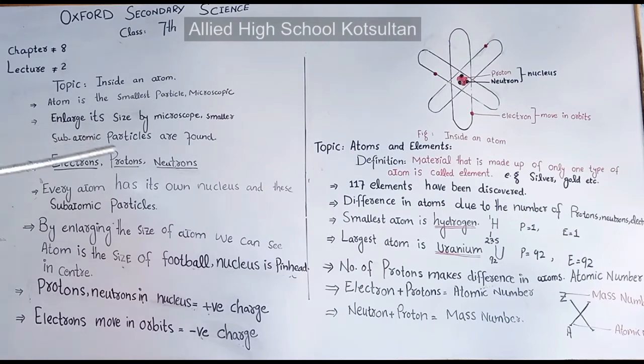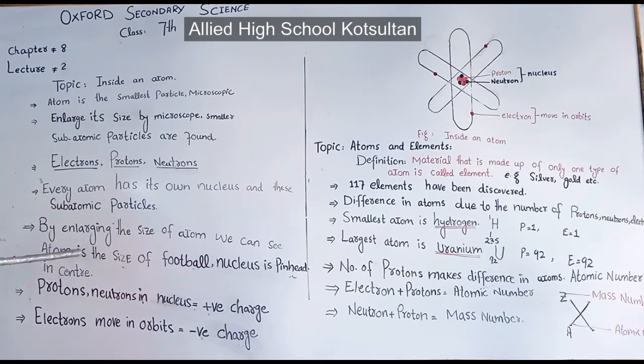Every atom has its own nucleus and subatomic particles. Carbon is one atom, hydrogen is one atom, and nitrogen is another atom. Each atom, whether carbon, hydrogen or nitrogen, has its own nucleus and its own number of subatomic particles like electrons, protons and neutrons. There will not be the same number of electrons, protons and neutrons inside every atom, and every atom has its own nucleus.